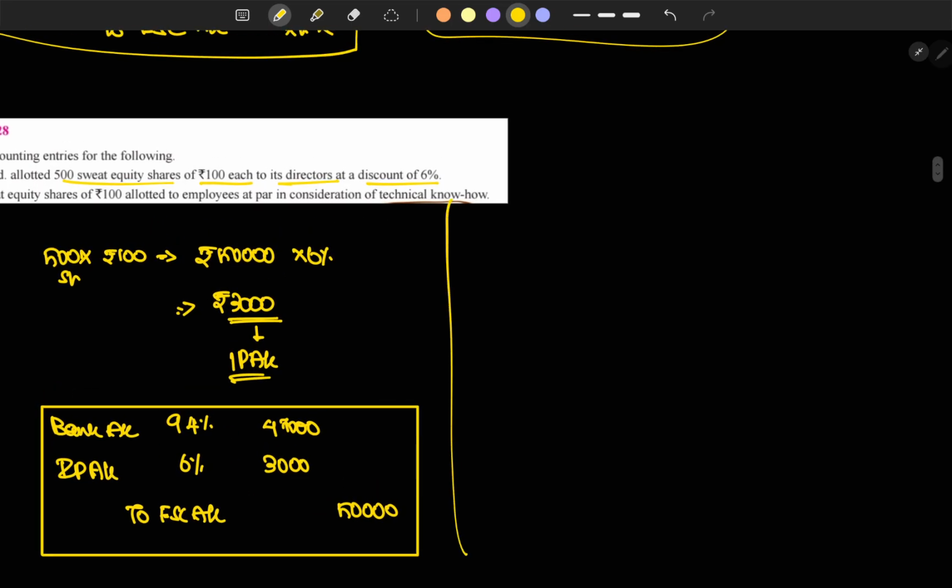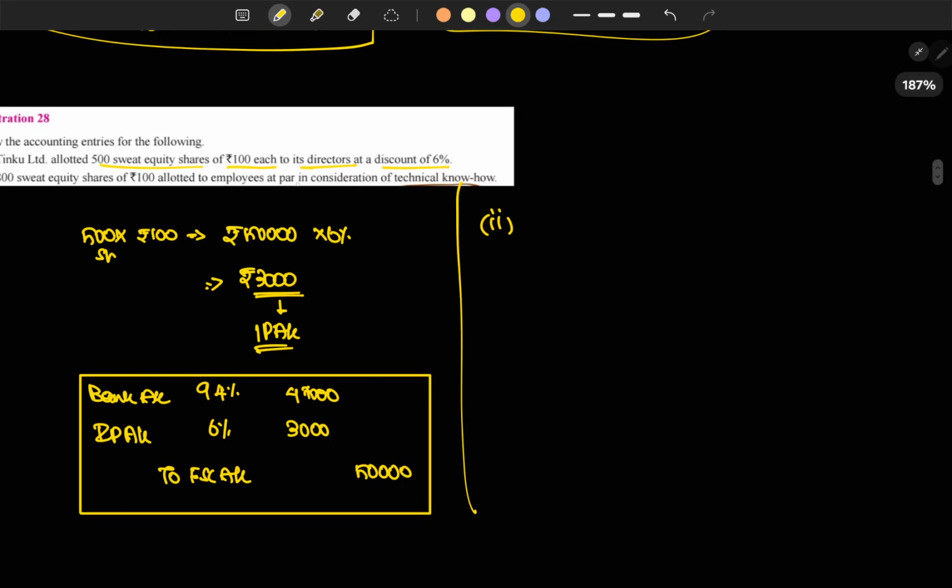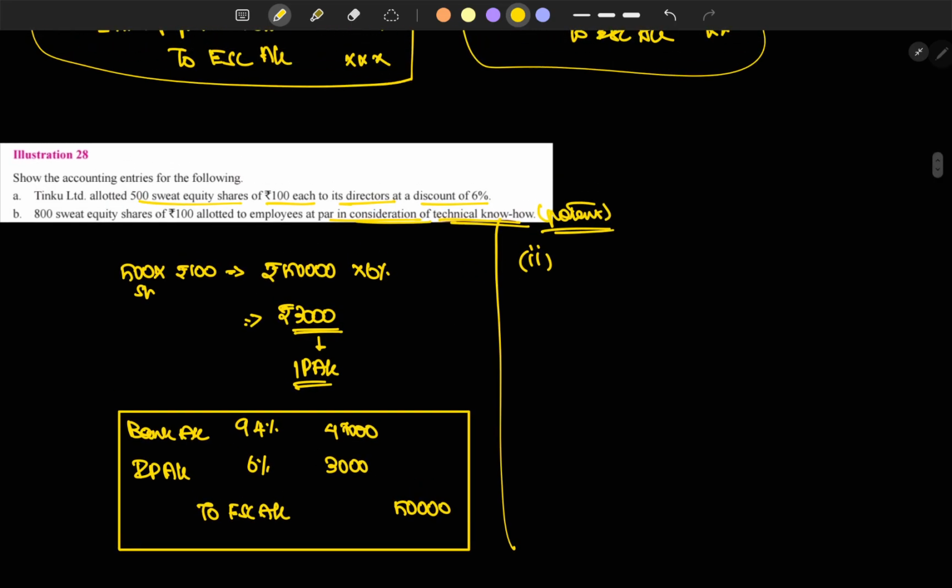So the first entry is over, and then the next entry: sweat equity shares of rupees 100 allotted to employees at par in consideration for technical know-how. The company has given the shares for the technical know-how. Technical know-how is another name for patent, so we can assume it as a patent.